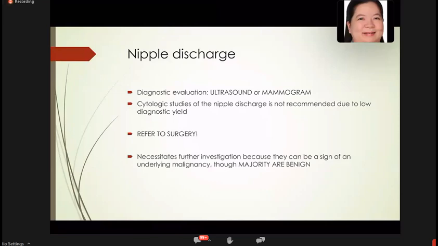Masyado marami yung docs eh. Mahirap hanapin yan. So, okay, we need to localize. So, ultrasound and mammogram can help us with that. Okay? Do you do cytologic studies of the nipple discharge? Not recommended because of very low diagnostic yield. Sayang lang. Gastos lang. Okay? So, every time you're in doubt, you refer to surgery. Again, reiterate ko, nipple discharge necessitates further investigation because they can be a sign of an underlying malignancy. Although, majority pa rin are still benign. Clear?